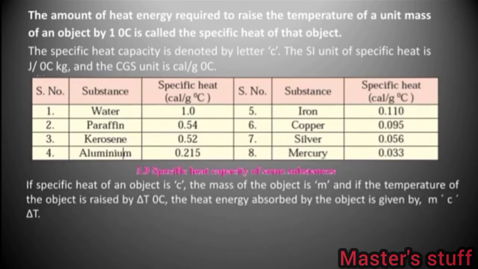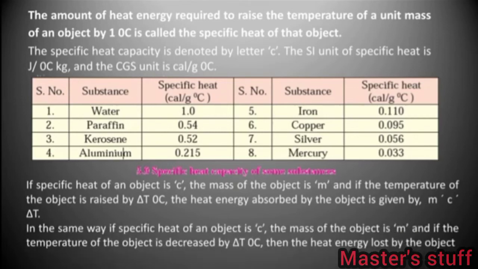If the specific heat of an object is c, the mass of the object is m, and the temperature of the object is raised by delta T degrees Celsius, the heat energy absorbed by the object is given by mc delta T. In the same way, if the specific heat of an object is c, the mass of the object is m, and the temperature of the object decreases by delta T degrees Celsius, then the heat energy lost by the object will be mc delta T.